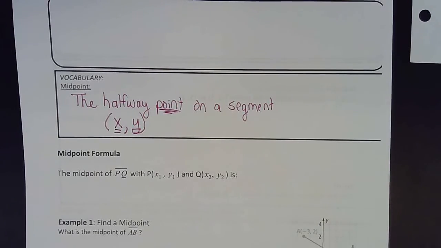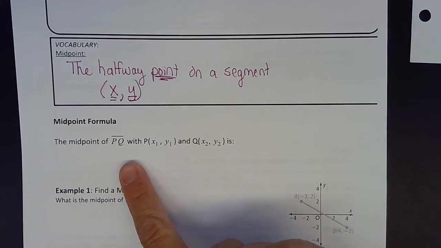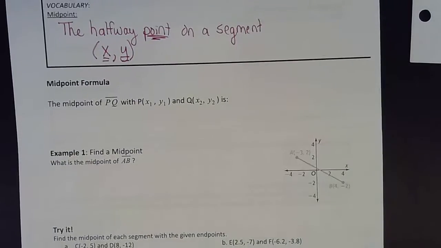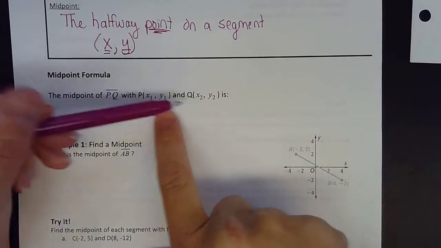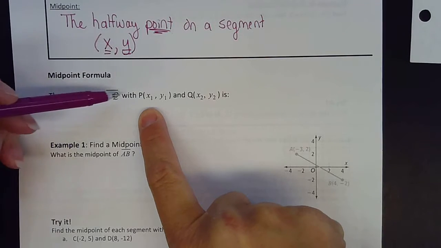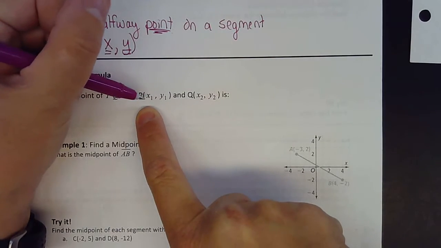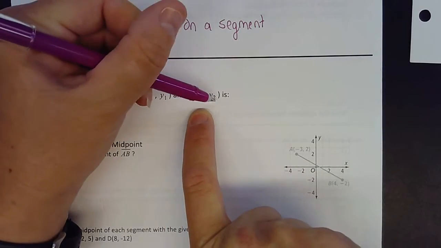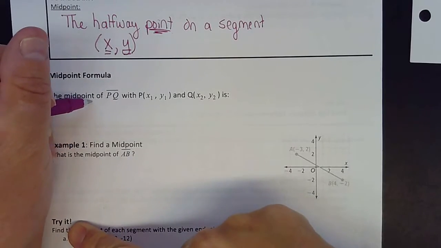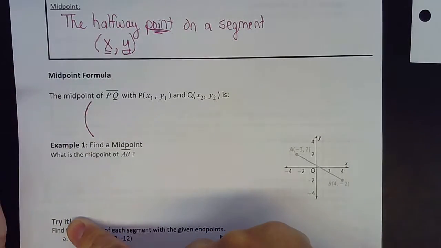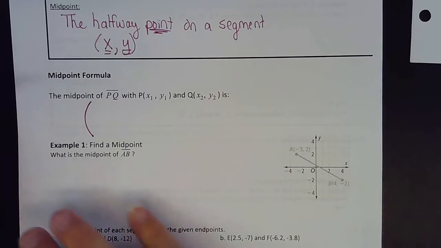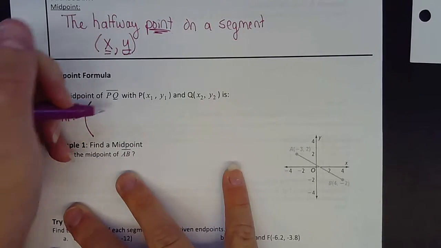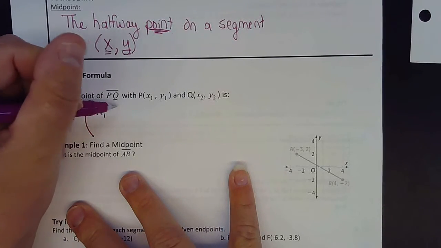So there is a formula for this. And the midpoint formula, you won't have to memorize it. I will give it to you every time we take a quiz or a test. So they want us to find the midpoint of this segment PQ. P is at the coordinate x1, y1, and Q is at the coordinate x2, y2. So to find the midpoint, I'm going to draw a big parenthesis here because I'm going to write my little formula here.